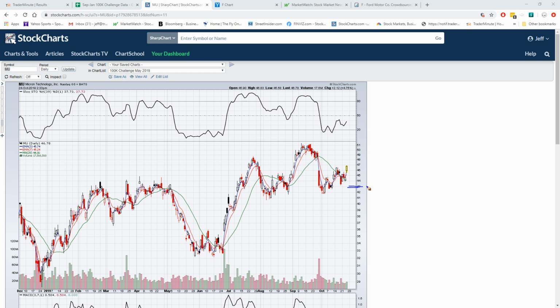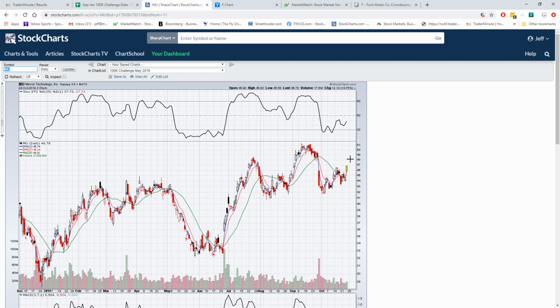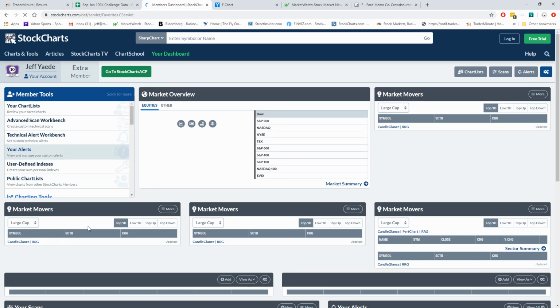I still like the position. I think there's a good chance we see Micron back up in the 50s and at least filling this gap. If we look at the price levels that we're looking for, 48.39 is the initial profit level. We're about $1.60, $1.70 away from that, so not too far away. It'd be awesome to hit that tomorrow and be able to manage from there. All right, I mentioned there are no new signals on the board right now.